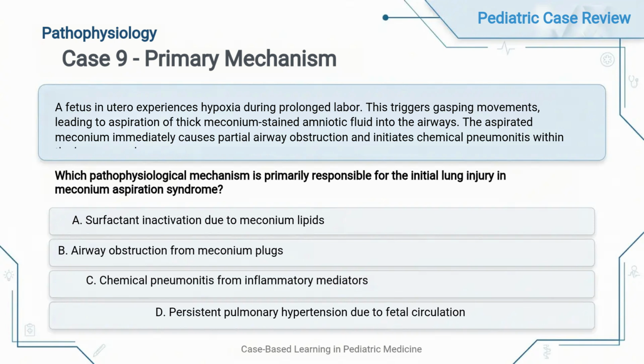Option A. Surfactant inactivation due to meconium lipids. Option B. Airway obstruction from meconium plugs. Option C. Chemical pneumonitis from inflammatory mediators. Option D. Persistent pulmonary hypertension due to fetal circulation.